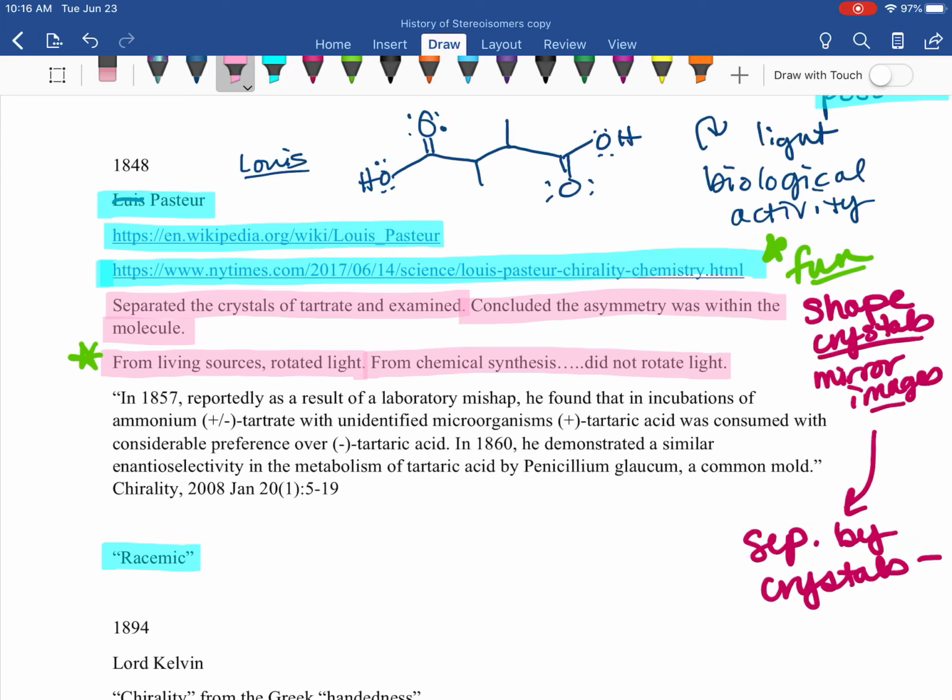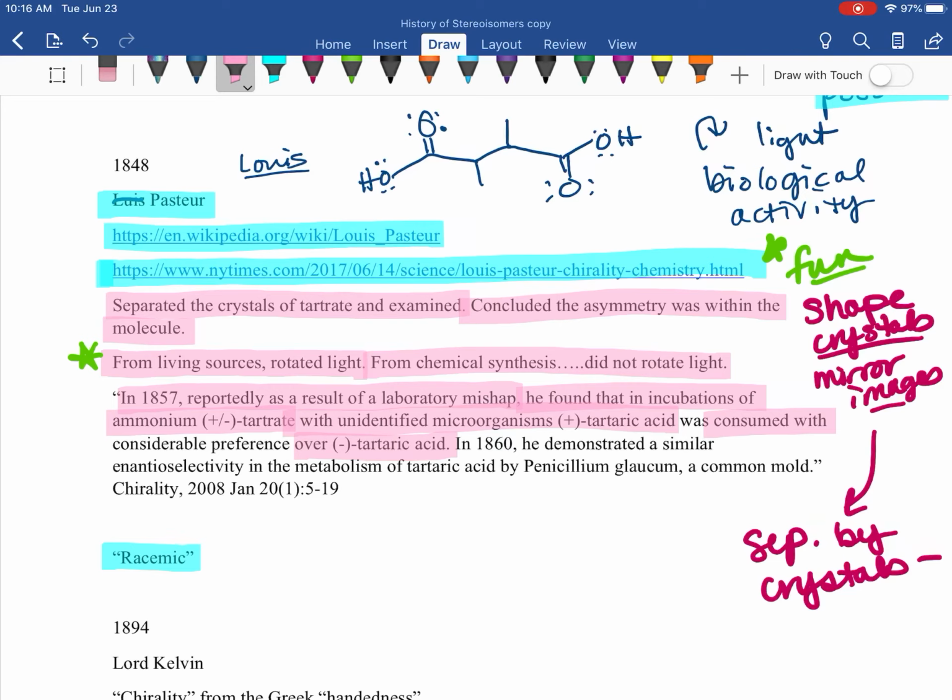And what he found was fascinating. Not only did he find that the tartaric acid from a living source rotated light, and from chemical synthesis it didn't. What? He also found, and I put this quote in because I love it, that he was in the lab and made a mistake. I love it. This is where so many major discoveries come from. And he found that if he took that tartrate salt, it turned out that there was biological activity here and biological selectivity. Microorganisms consumed one of those shapes of crystals and not the other.